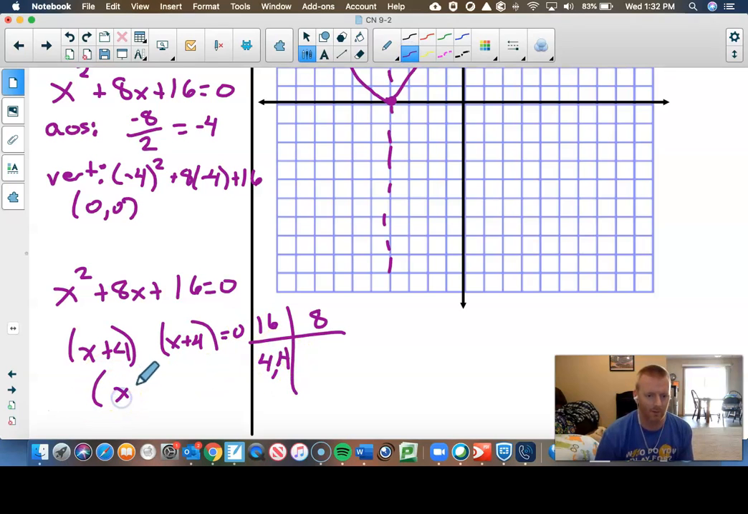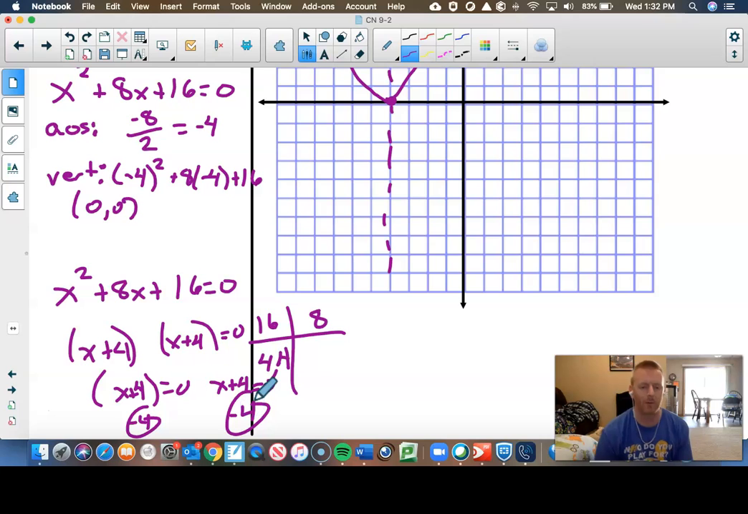All right, so now that we have ourselves in that spot, our two answers are going to be x plus 4 equals 0 and x plus 4 equals 0. So we find out by solving that we have a negative 4 and a negative 4. So that's just a double root. That's why it's called a double root when I talk to you on the very first page.